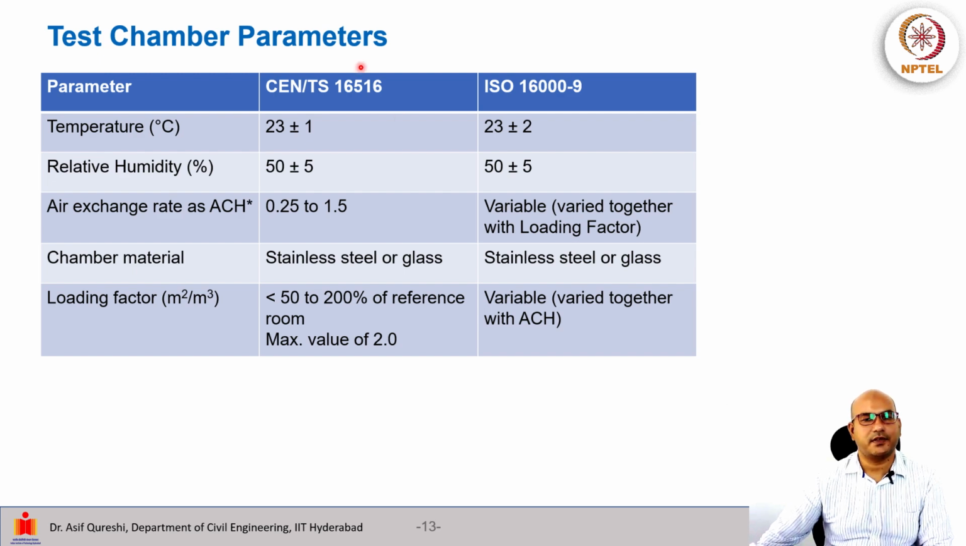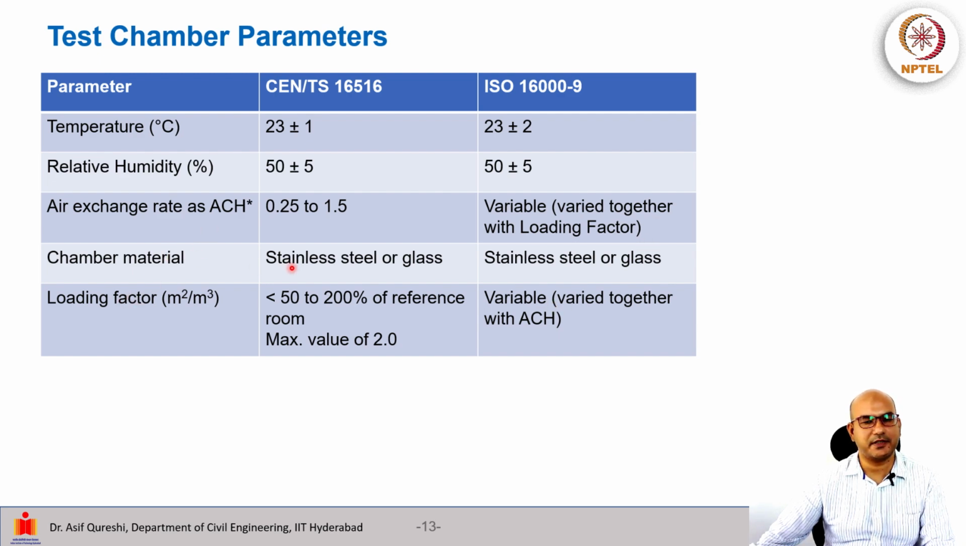Then we have the chambers. So that was the reference room. Now we have the test chambers. Here we have temperatures pretty much similar, 23, but the ranges allowed are a little bit different, 23 plus or minus 1 and 23 plus or minus 2. Relative humidity is also around 50 plus or minus 5. Here air exchange rate is also specified, 0.25 to 1.5 in CEN, but in ISO we have variable, and it is varied together with the loading factor.